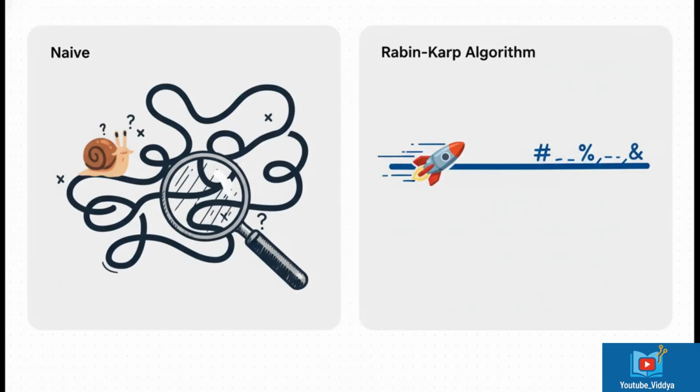Well, the first idea, what we call the naive approach, is to just slide our pattern over the text, one character at a time, and check if it matches. It's simple, for sure, but it is painfully slow. With huge amounts of text, it's a total non-starter.